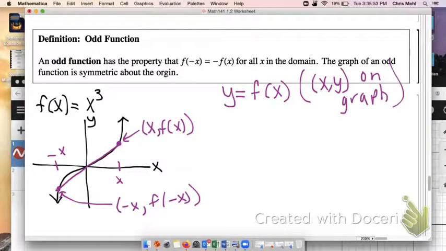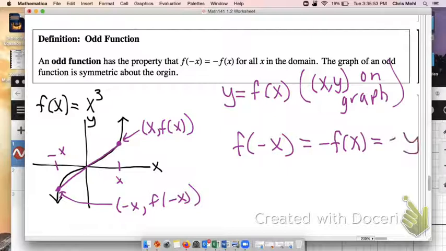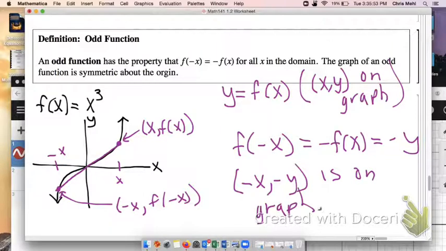Okay. Now, what does it mean to say that f of minus x is equal to minus f of x? That's equal to, if y is equal to f of x, minus f of x is minus y. So that means minus x, minus y is on the graph. And if you go back to what I said before about the symmetries of graphs, if a point x, y is on a graph, and the corresponding point minus x, minus y is always also on the graph, it has origin symmetry. Okay, so odd functions are really just saying there is origin symmetry.